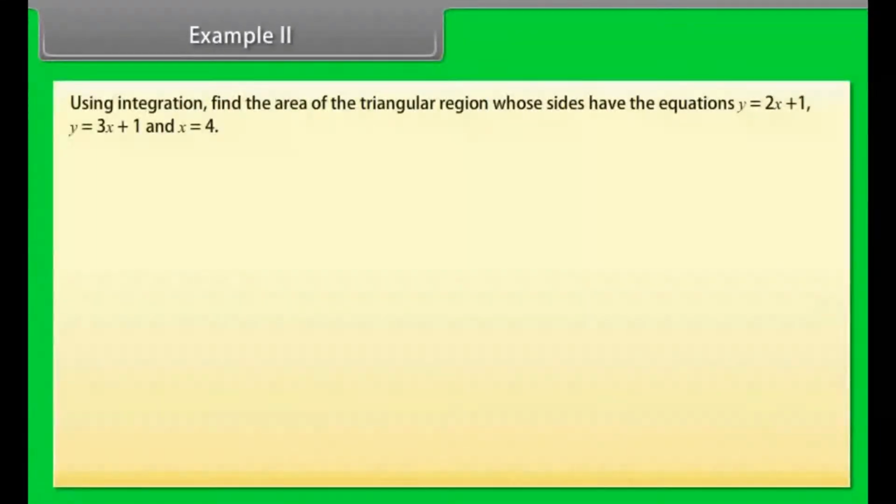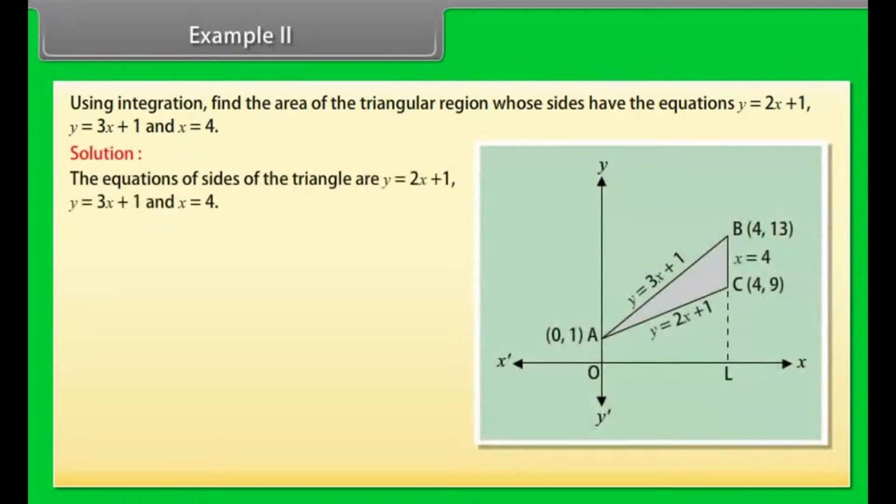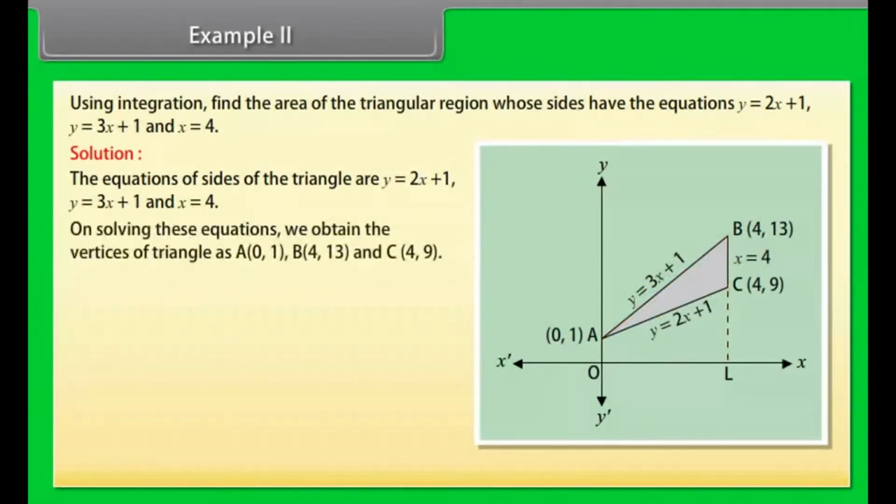Example second. Using integration, find the area of the triangular region whose sides have the equations y equals 2x plus 1, y equals 3x plus 1, and x equals 4. Solution. The equations of sides of the triangle are y equals 2x plus 1, y equals 3x plus 1, and x equals 4. On solving these equations, we obtain the vertices of triangle A(0, 1), B(4, 13), and C(4, 9).